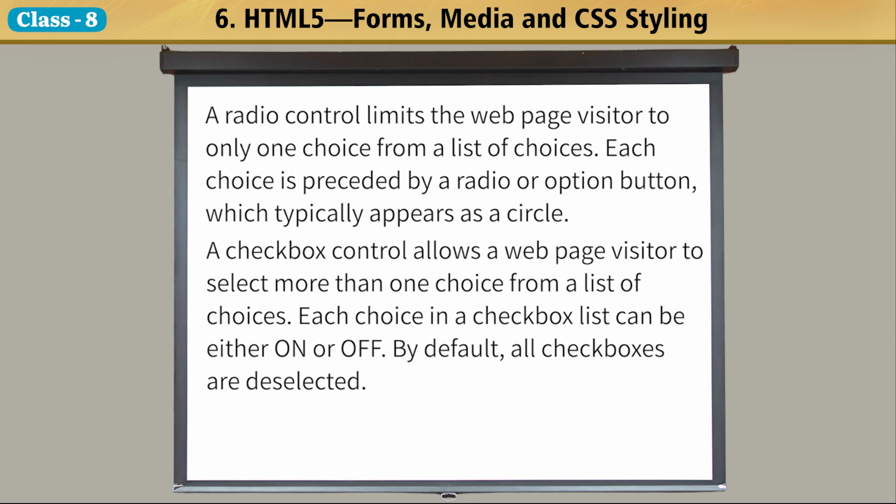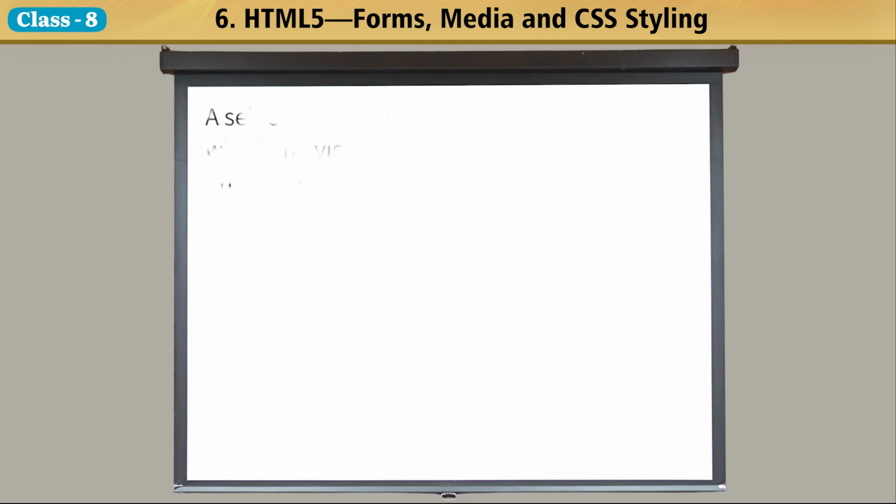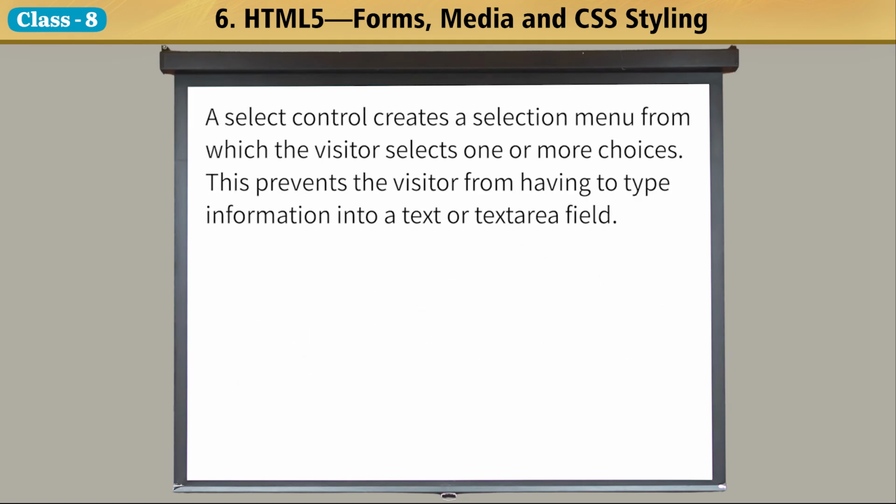A checkbox control allows a web page visitor to select more than one choice from a list of choices. Each choice in a checkbox list can be either on or off. By default, all checkboxes are deselected. A select control creates a selection menu from which the visitor selects one or more choices. This prevents the visitor from having to type information into a text or text area field.